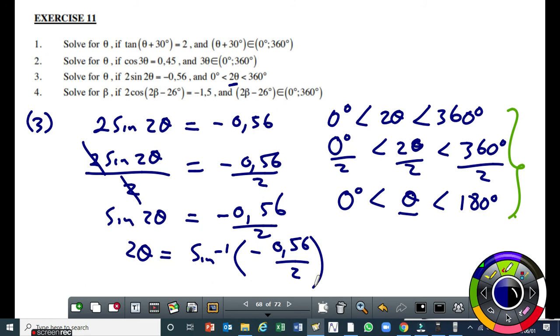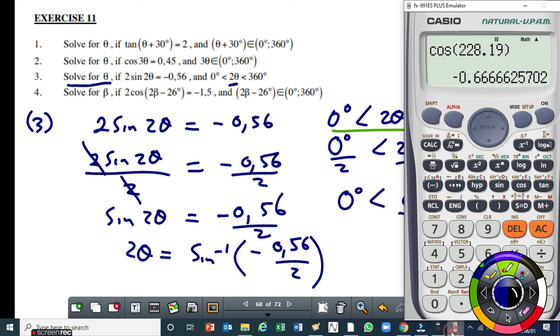Then we simplify. Later, our theta must end up being between 0 and 180 degrees. So for now, I'm going to use this restriction, then I'm going to simplify it for theta, because the question is saying solve for theta. I hope you can see that. It says solve for theta. It's not saying solve for 2 theta. No, solve for theta. So from here now, let me use my calculator.